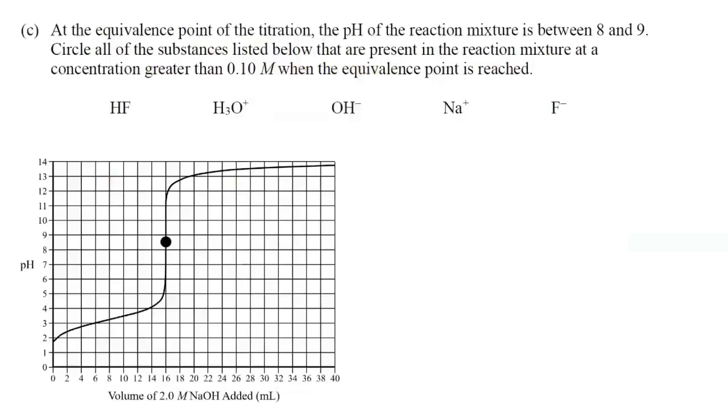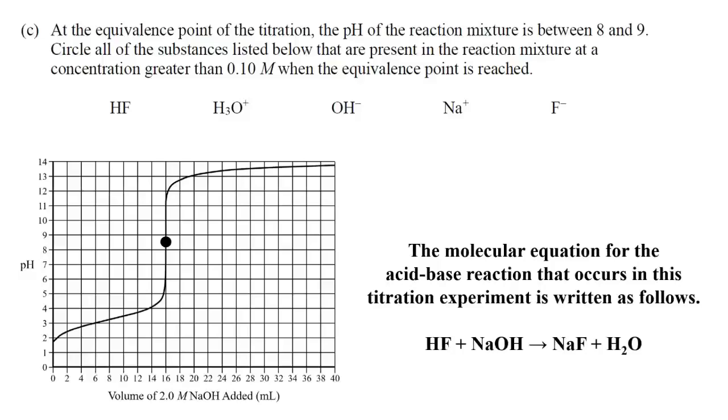In part C, it says, at the equivalence point of the titration, the pH of the reaction mixture is between 8 and 9. Circle all of the substances listed below that are present in the reaction mixture at a concentration greater than 0.10 molar when the equivalence point is reached. So in this titration, we start with a solution of hydrofluoric acid, or HF, and then throughout the titration we are adding sodium hydroxide, NaOH.